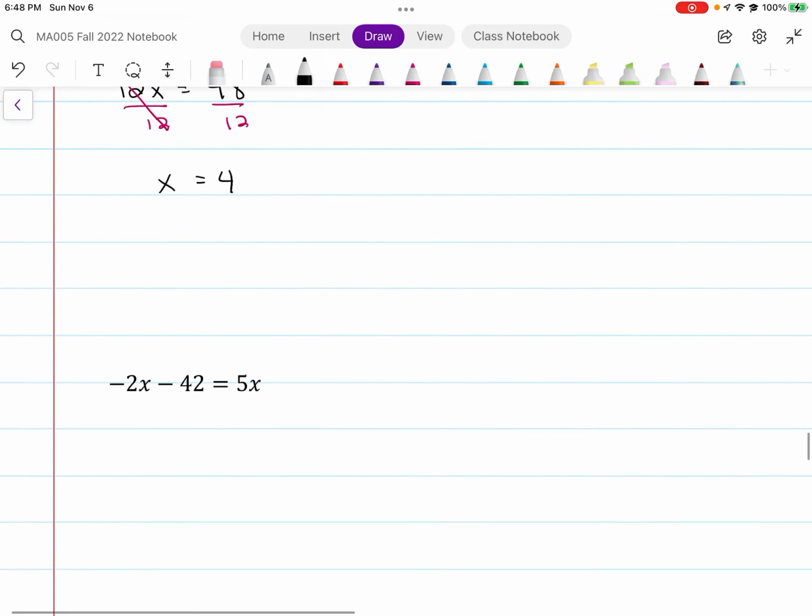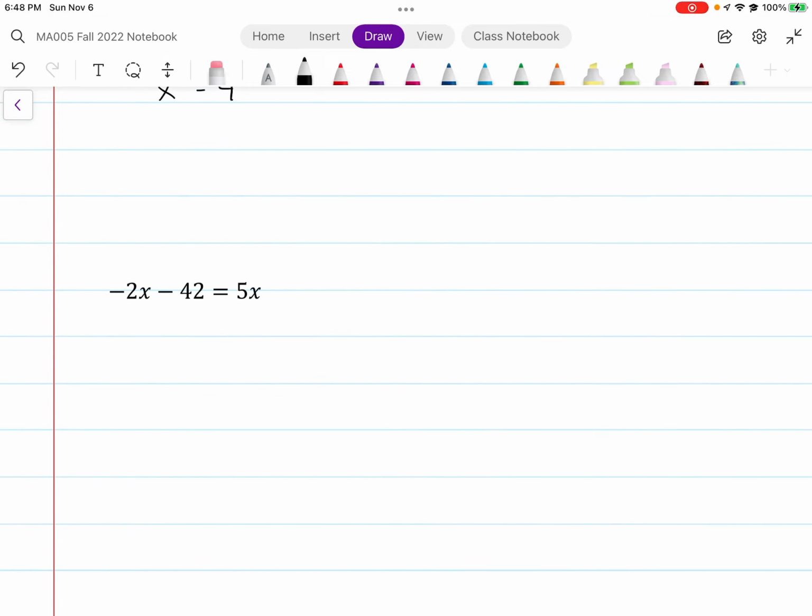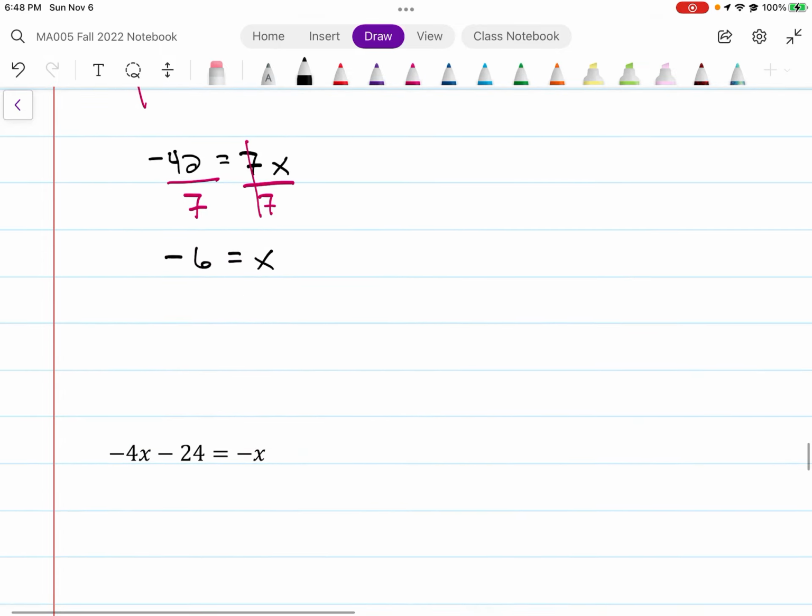All right, another one. So now, if I move the 42 to the right, I would have to do another step of moving the 5x over to the left. So instead, and you can do that if you want, I'm just going to say I like to have as few steps as possible. So it doesn't matter if x is on the left or the right. It really doesn't matter. So if it's on the right, that's fine, as long as it makes your life easier, right? So less steps. That's what I always go for. Less places to make mistakes. So now I've got a 7x, so I'm going to divide by 7. And I get -42 over 7 is -6 equals x. Try another one similar to that.